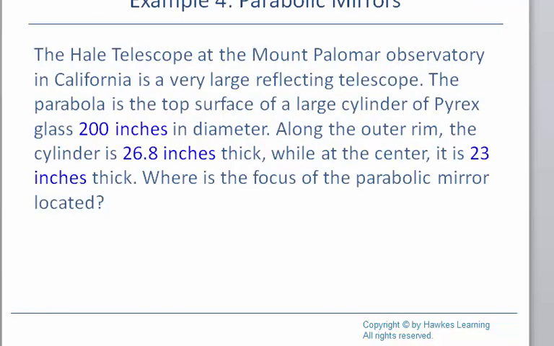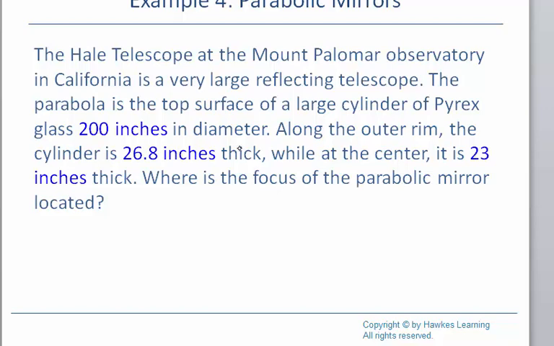So our application says that we have this telescope that has a very large reflecting lens. It says the parabola at the top is the top surface of a large cylinder of Pyrex glass, 200 inches in diameter. Along the outer rim, the cylinder is 26.8 inches thick, while at the center it is 23 inches thick. Where is the focus of the parabolic mirror located?